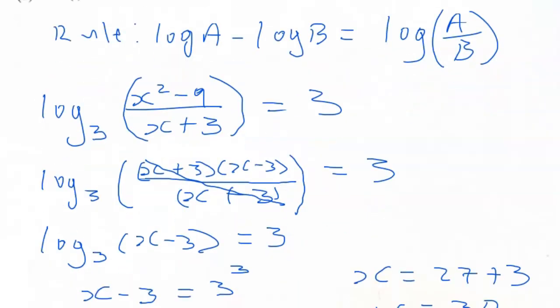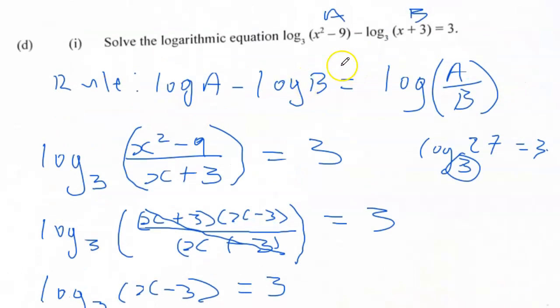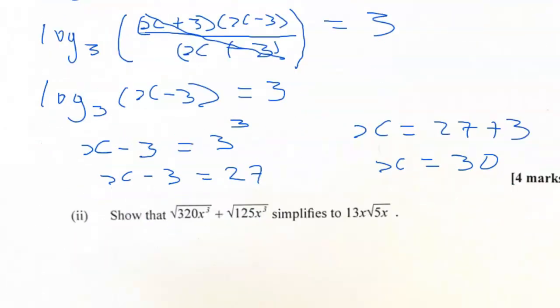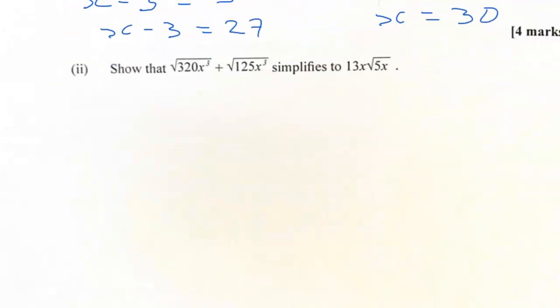If x is 30, 30 minus 3 is 27. So we are seeing that log base 3 of 27 is equal to 3. So notice the base raised to the power on the right hand side should give us 27. So it doesn't matter where you test it, the answer should check out. All right, let's move on to part 2.